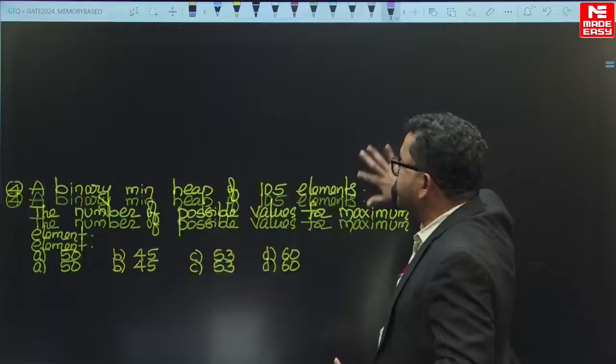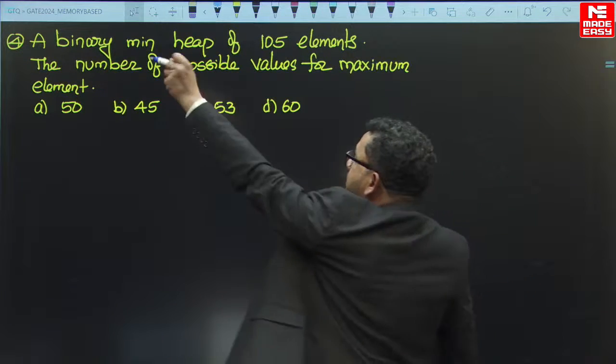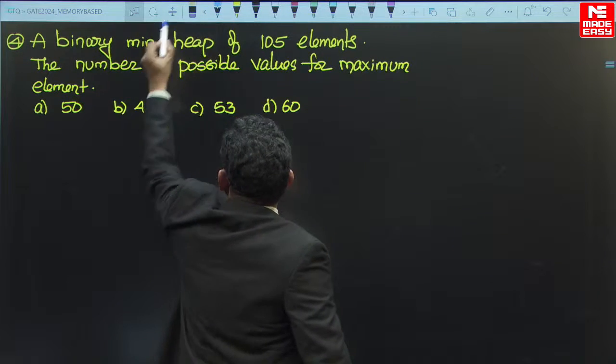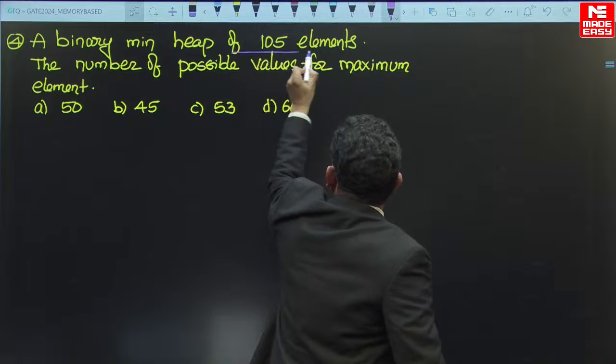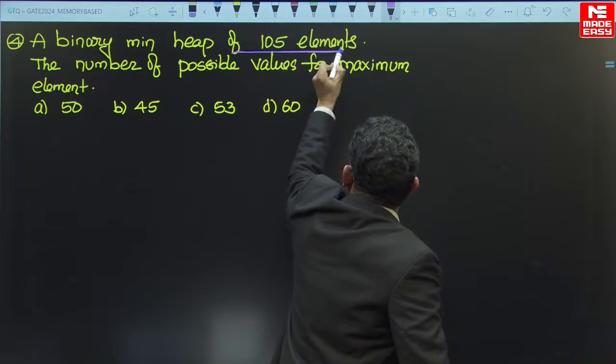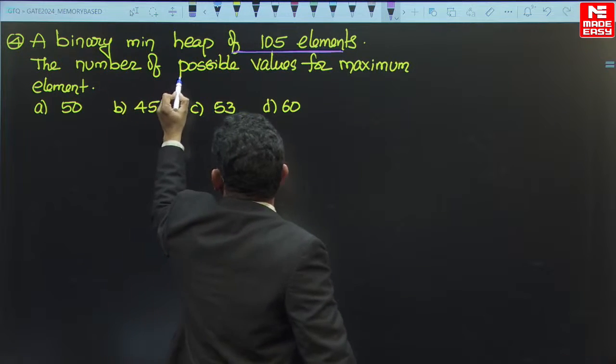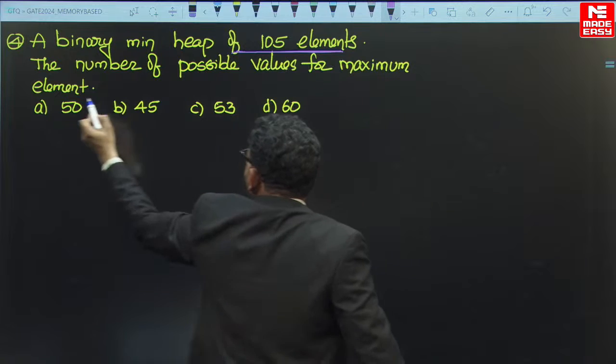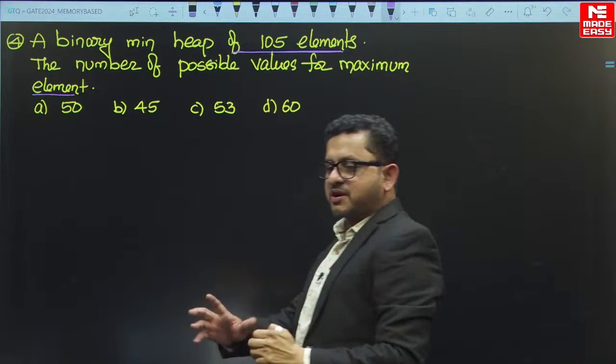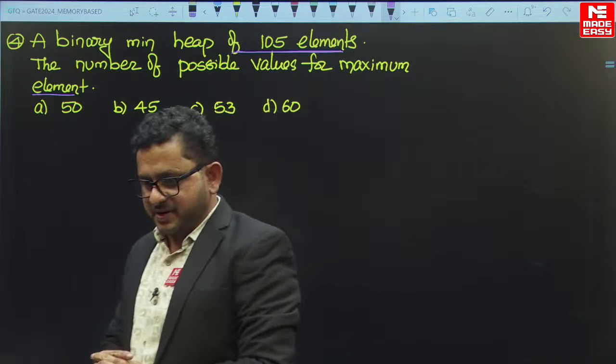Next one from the algorithms. A binary min heap of 105 elements. The number of possible values for the maximum element.